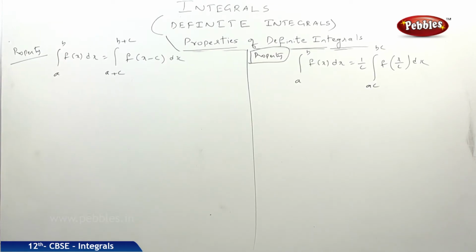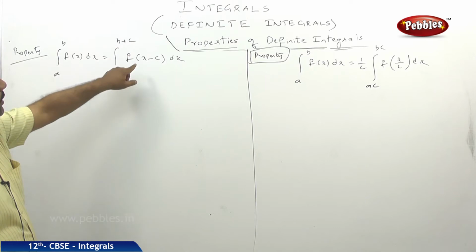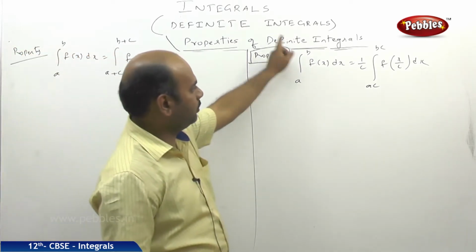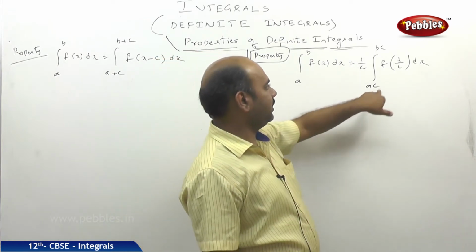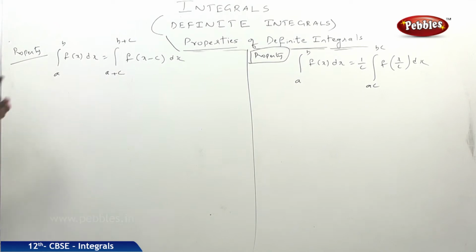Right friends, now we shall be seeing another two important properties, very beautiful properties. Integral a to b f of x dx is equal to integral of a plus c to b plus c f of x minus c dx. And here integral a to b f of x dx is equal to 1 by c integral ac to bc f of x by c dx. First I will be proving this. Later we shall be going to that one. Proof.